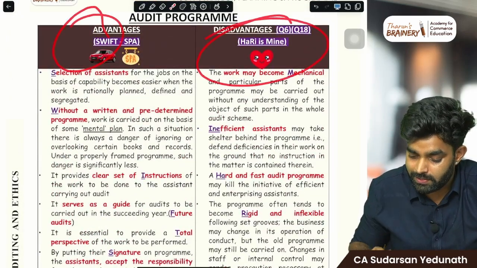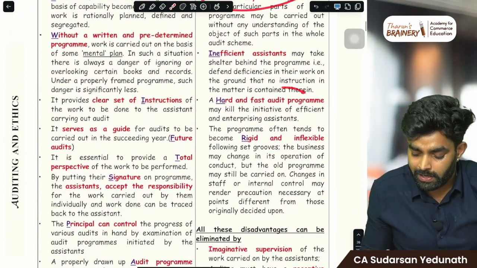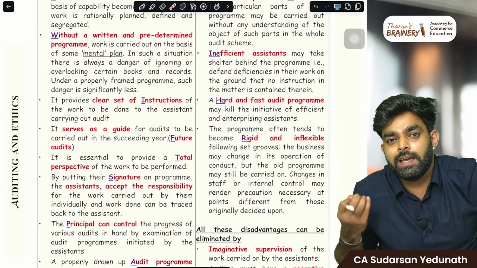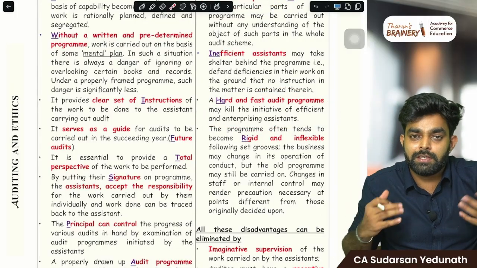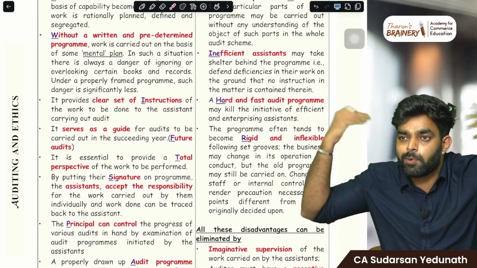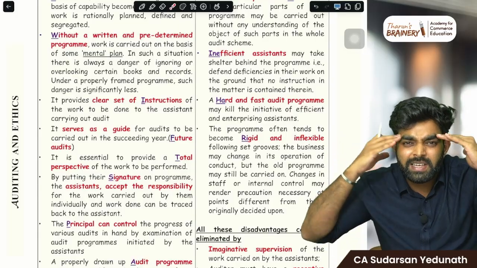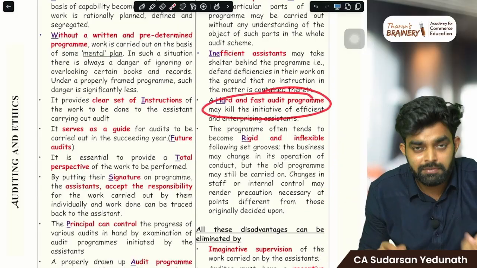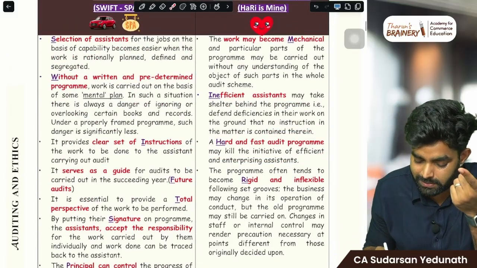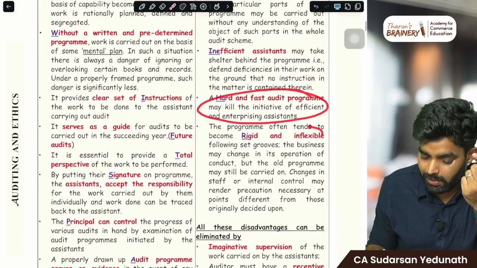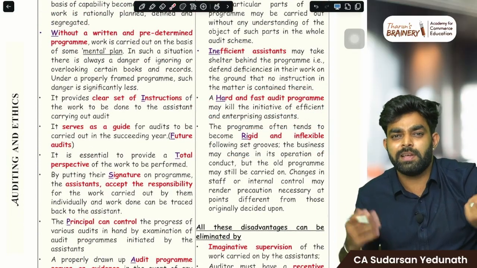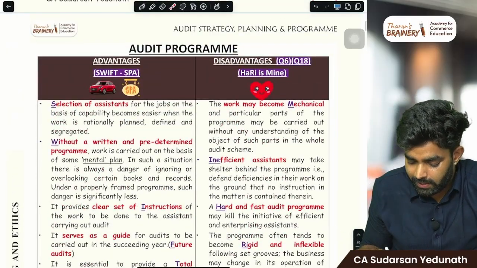Then what are the disadvantages? HARI MINE. A hard and fast audit program will kill the efficiency of articles. Some articles are so good that they want to explore more and use their brain. But when they are given this set of instructions, it will kill their initiative, right? They have to blindly follow it. Hard and fast audit program. RI: the program often tends to be rigid and inflexible.